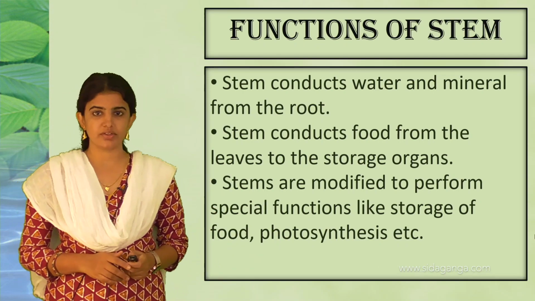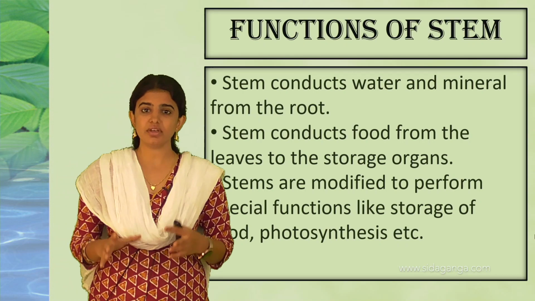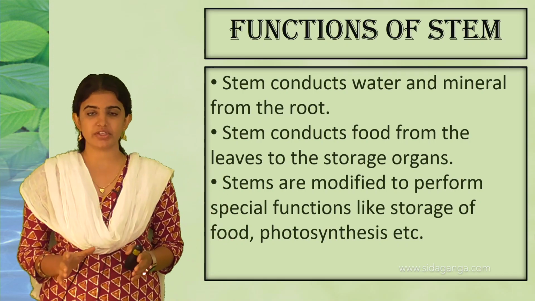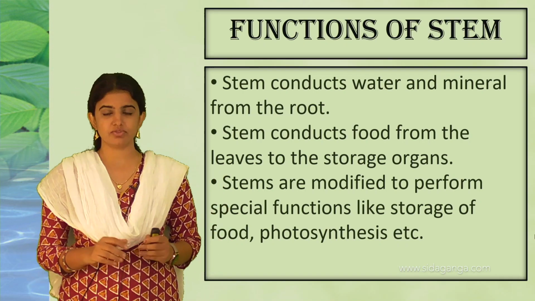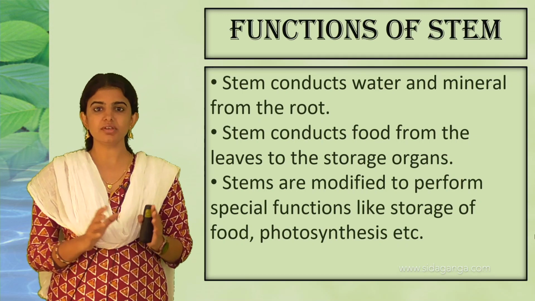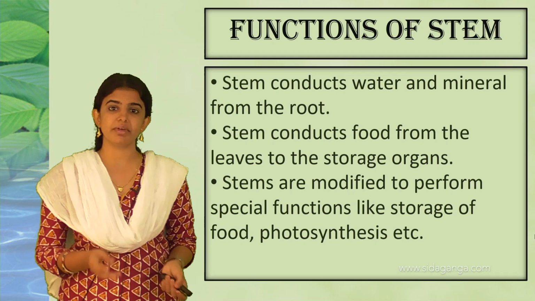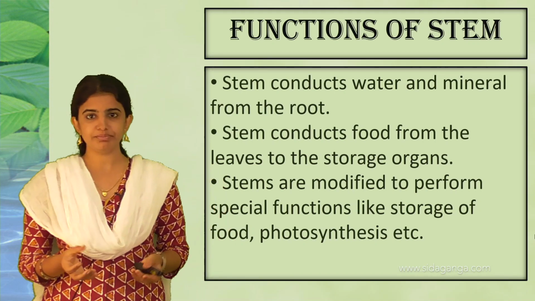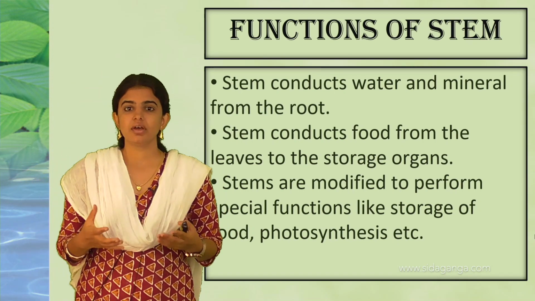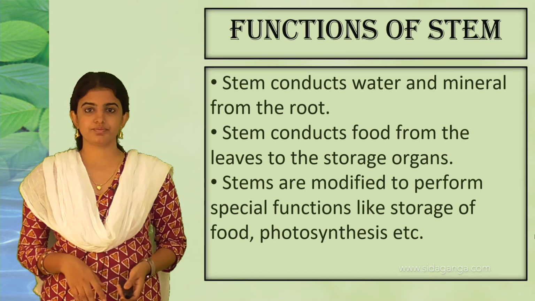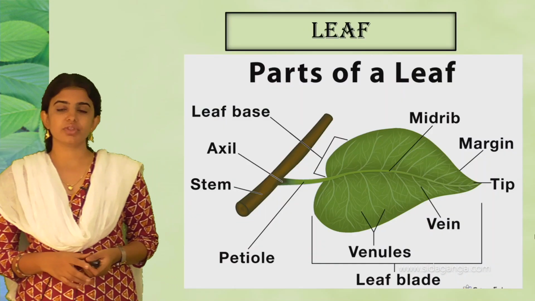And this is another function. The next function is that the stem acts as a storage organ which stores food items. Examples of stems which act as storage organs are beetroot, radish, and turnip. These are a few examples of the storage organ of a stem. Next we shall move on to the leaf.